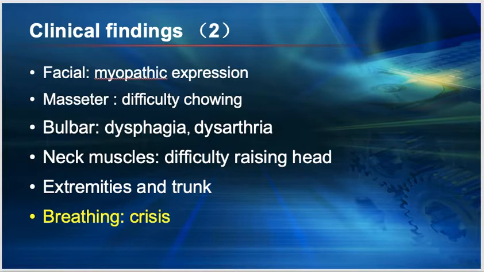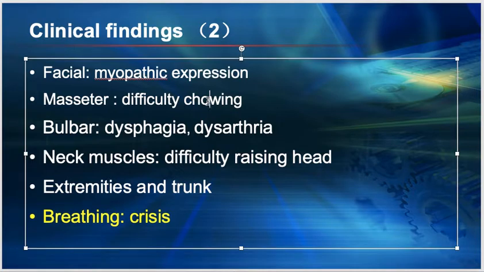So, simply, they have fatigable, symmetric or asymmetric weakness without reflex changes, guys. The reflex will be normal. So, ocular, I told you. Bulbar dysphagia, dysarthria, I told you. This is chewing, sorry. So snarling expression, I told you. Neck weakness or proximal muscle weakness, difficulty raising the head, okay. And extremities and trunk will be affected, right?